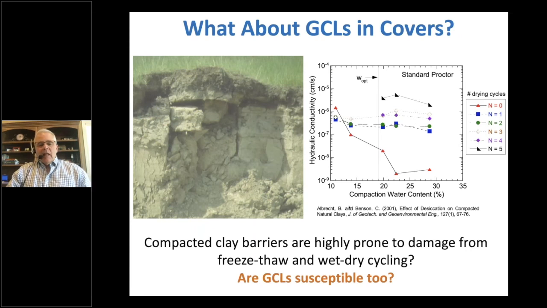So I want to take the last few minutes here before we go to questions to talk about some environmental factors. I spent a lot of time talking about really basic issues. When does a conventional GCL work? When will it hydrate? What leachates will it work? What leachates won't work? How can I evaluate that? Those apply mainly to liners, almost exclusively to liners, not in covers.